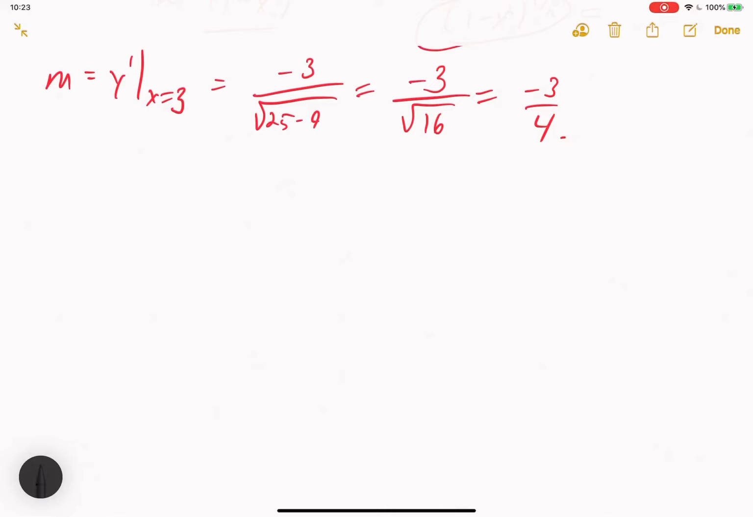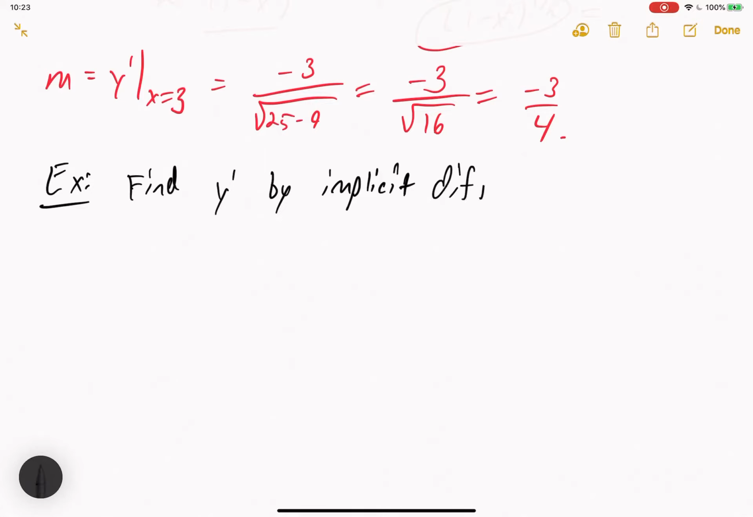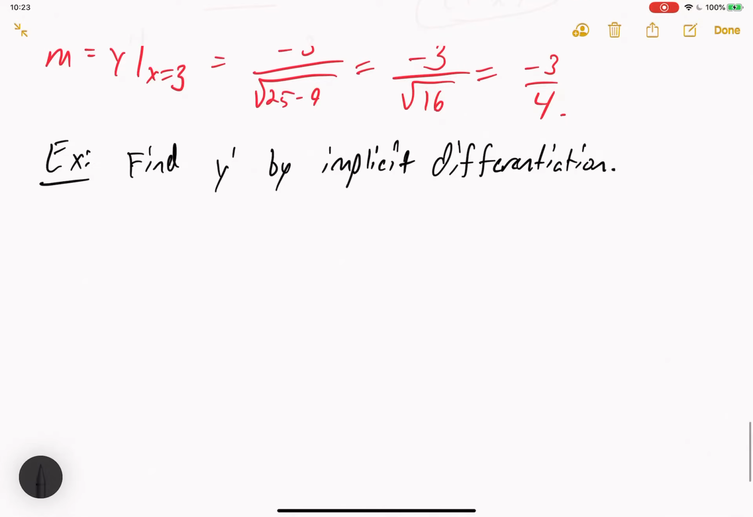So, we can do another example. You want to find y prime by implicit differentiation. In this case, it's not going to be that easy. We're not going to be able to solve for y, but it's still going to be feasible. The equation that we're going to have is y cosine of x equals x squared plus the square root of y.